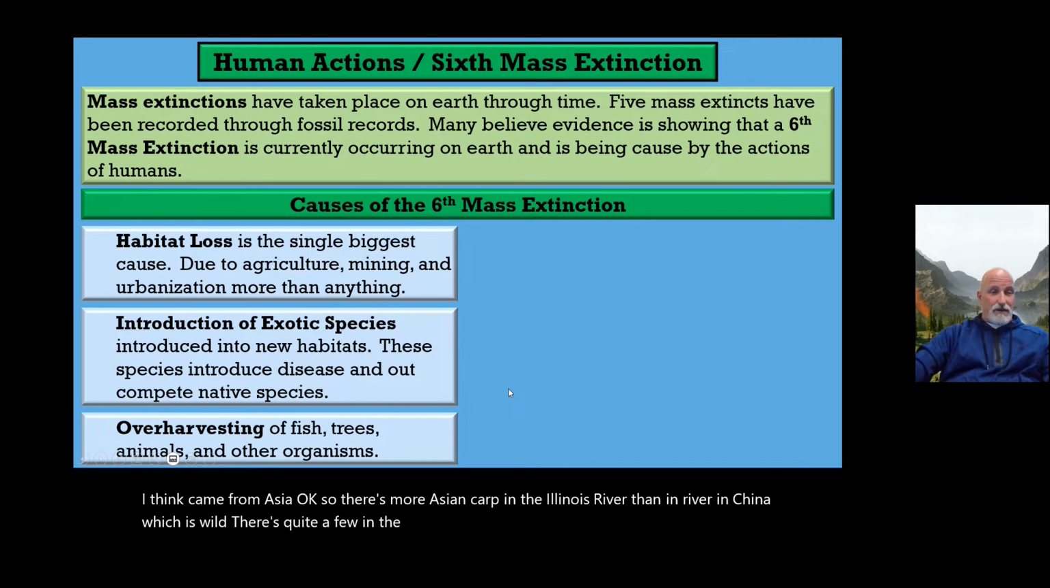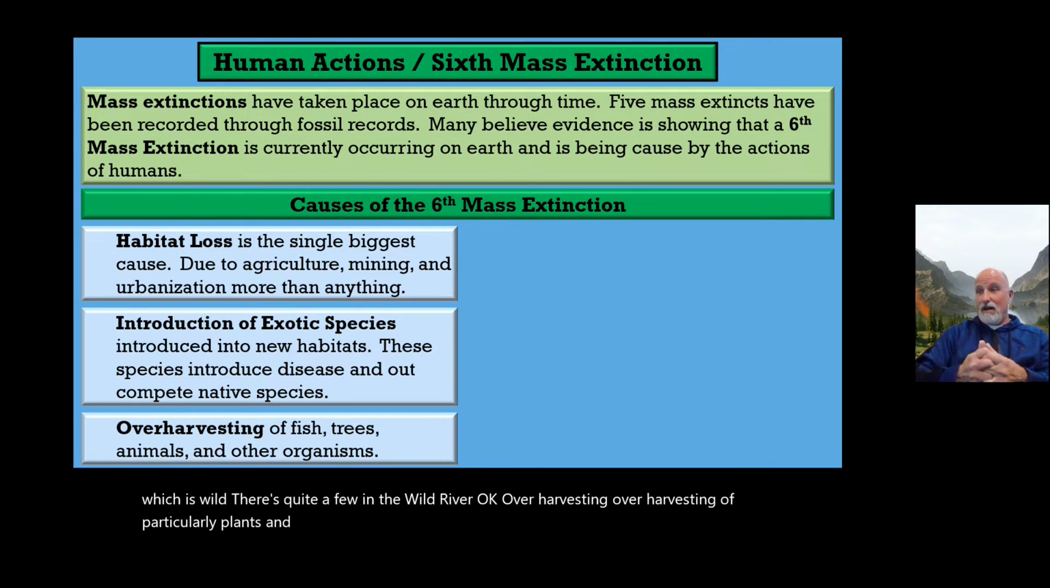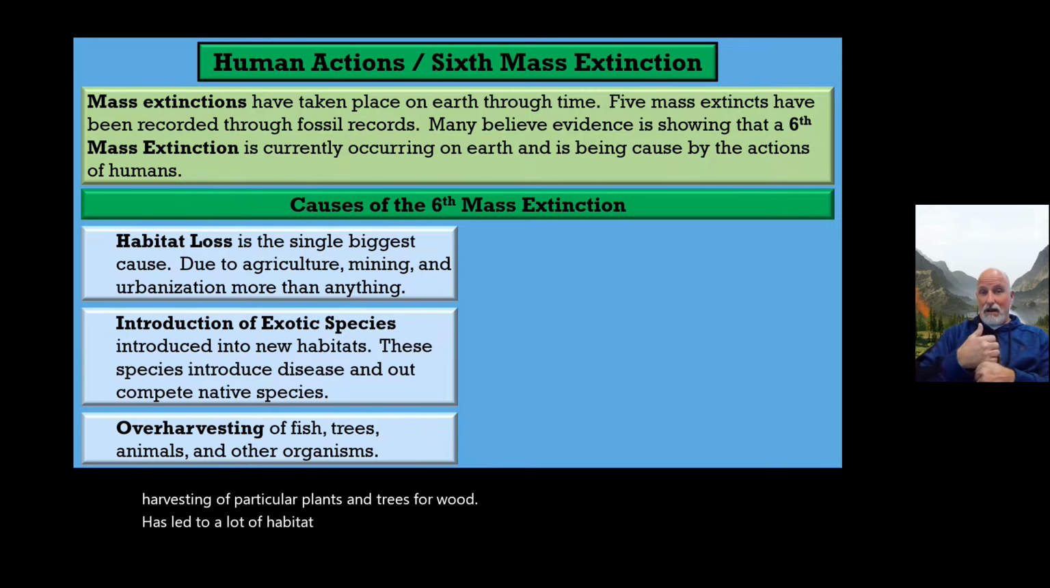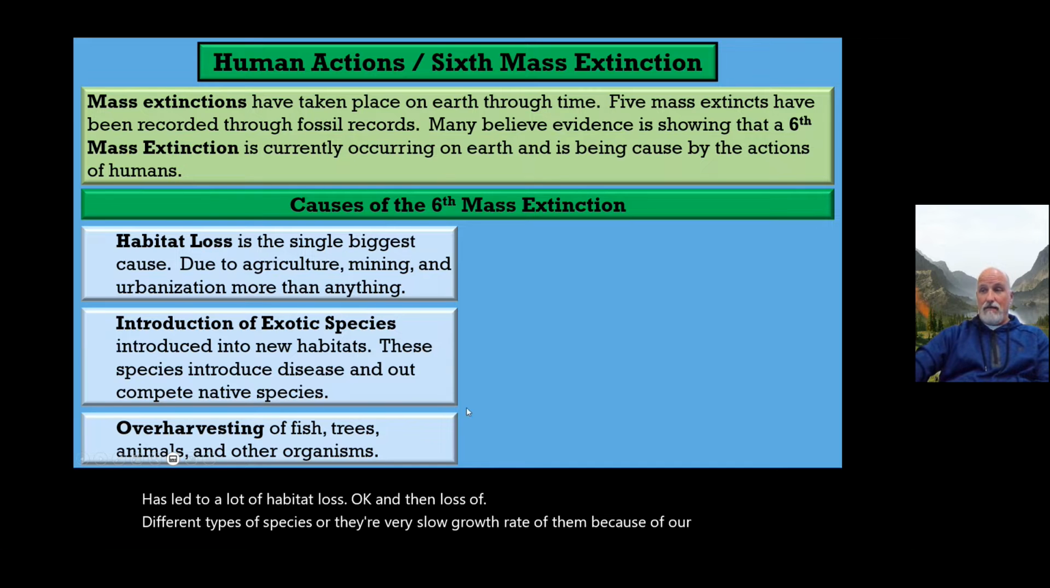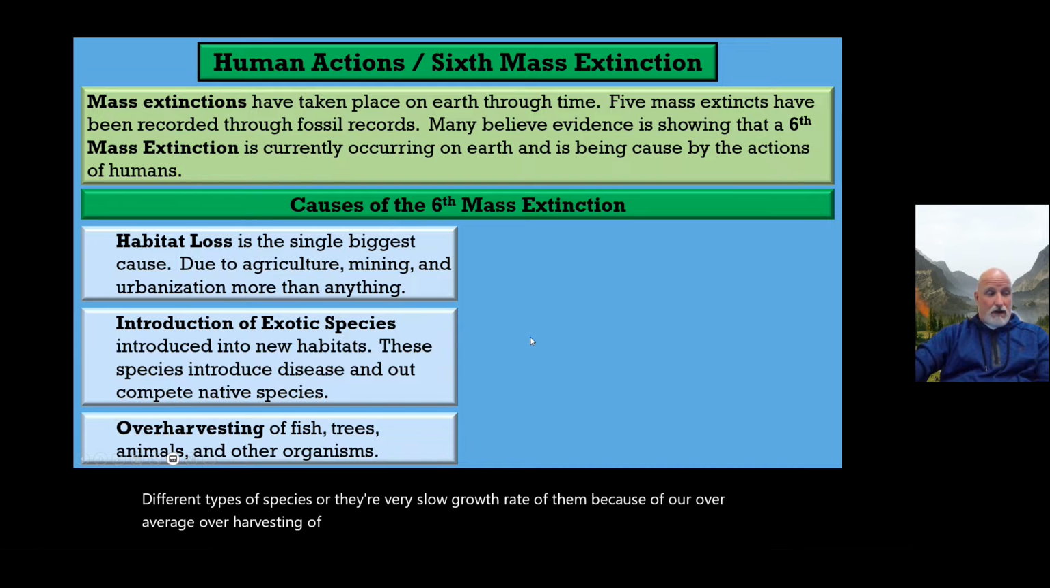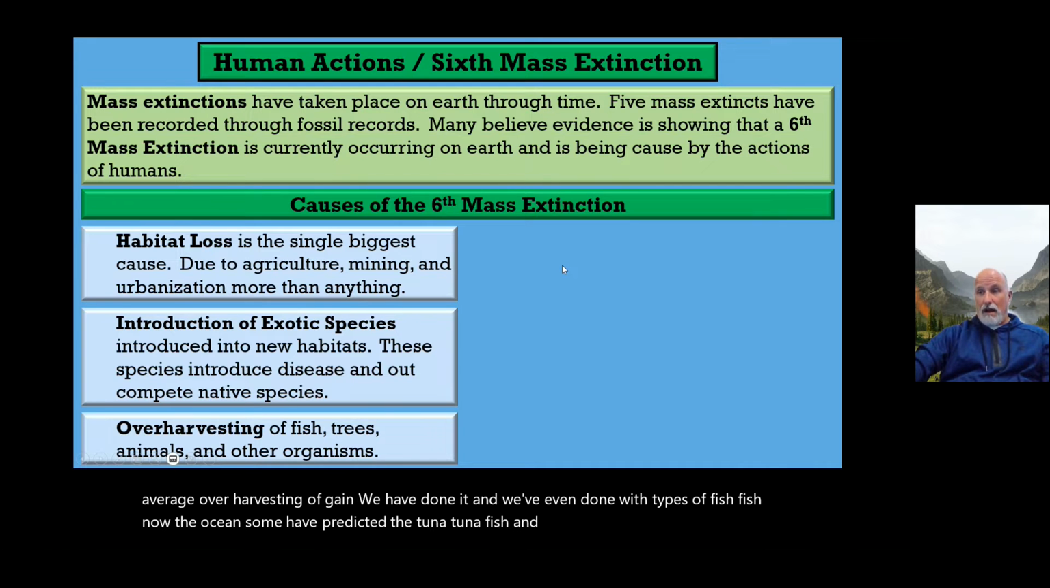Okay, overharvesting, particularly of plants and trees for wood, has led to a lot of habitat loss. Okay, and loss of given types of species, or the very slow growth rate of them, because of our overharvesting of them. Okay, and we've even done it with types of fish, fishing out of the ocean. Some have predicted, like the tuna fish and halibut, and the ones that we really like, that we have been guilty of doing some overharvesting.